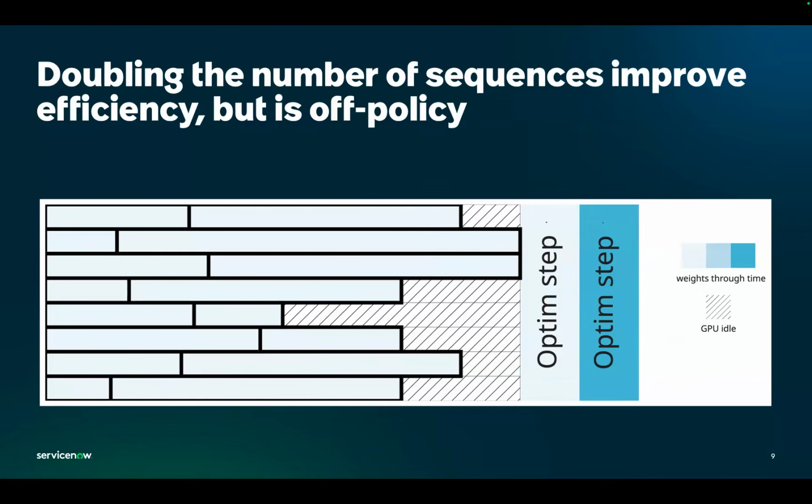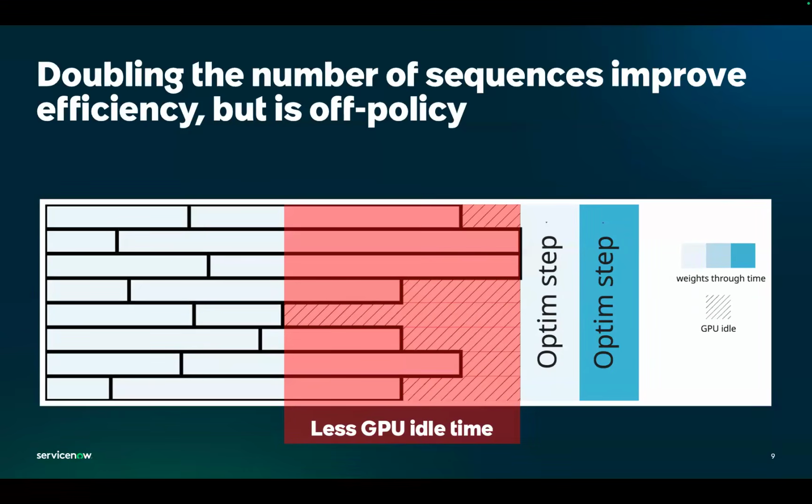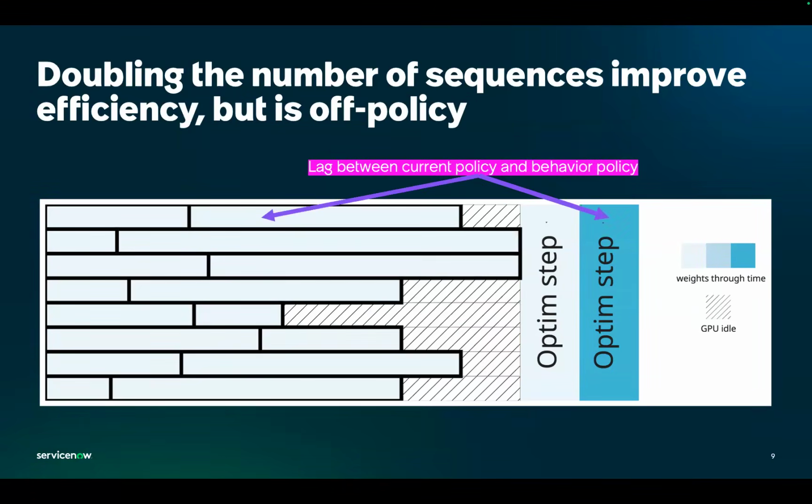Instead of generating 8, generate 16. So this is what we can do here. Twice the number of rollouts, twice the number of steps. That's great because now, proportionally, we have less GPU idle time. So we're happy. But now we have a lag, right? The data was collected under the light blue policy. But after one optimizer step, the policy changed, here represented by a darker shade of blue. And now we have a lag in between.